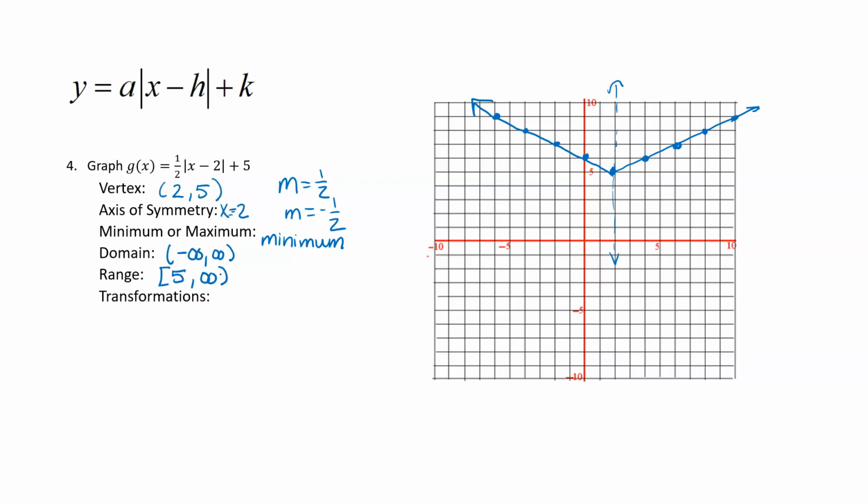Transformations. Okay, let's look at all the pieces. We have an a this time. When your a is less than 1, it's a compression. When it's greater than 1, it's a stretch. So we have a compression. See how it flattened out compared to the parent? That's a compression. We have an h, which is 2, and it's the opposite of the h, so it's a shift right of 2. And then we have a k, so it's also a shift up of 5.